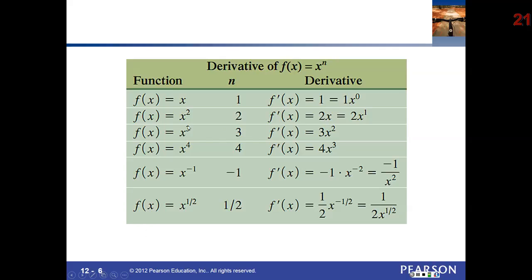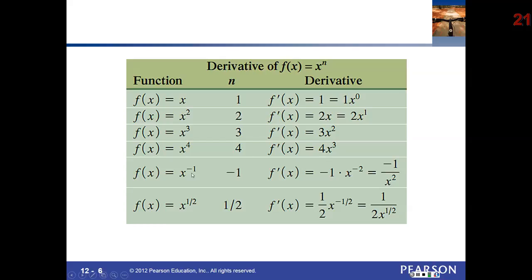If your power is 3, then again, the 3 comes down in front of the function. F prime will be 3 times x to the 3 minus 1, so it's going to be 3x squared. So all you're doing in every one of these, even if the powers are negative, is you're dropping the power down in front of the x, and then you're reducing the power by 1, and that's the derivative.